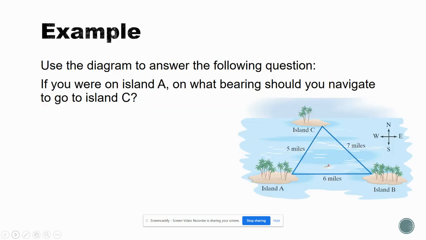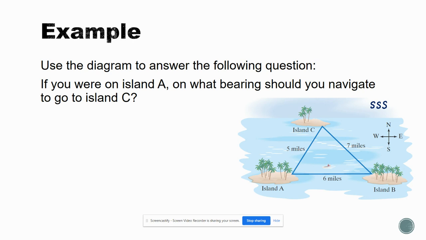Looking at this second example, using the picture, it says if you were on island A, on what bearing should you navigate to go to island C? Island A, right here at the bottom left, island C up at the top. They've given us distances for all of the miles between the islands. So notice that we are in a side scenario, so we have to use the law of cosines to help us out.